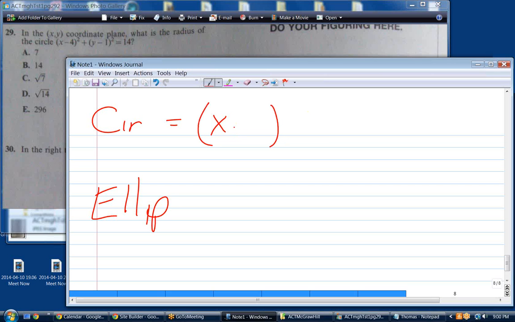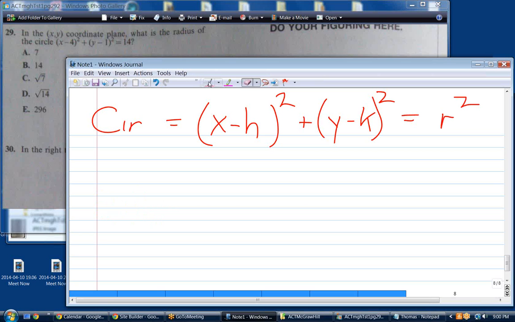So what's the off origin one? (x minus h) squared plus (y minus k) squared equals r squared. And what is h and k? I think those are the center. Yes, exactly, precisely. So notice that if the center is at the origin, both of these are 0, and you end up with x squared plus y squared equals r squared.